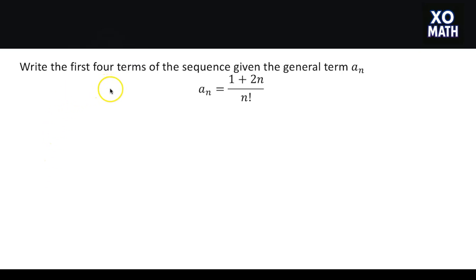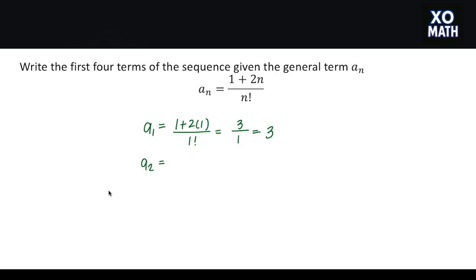Now let's look at factorials in the context of a sequence. Write the first 4 terms of the sequence given the general term a sub n. So a sub n is equal to 1 plus 2n over n factorial. So here we're going to start with the first term in the sequence, a1. So substituting 1 into each n. So we get 1 plus 2 times 1 over 1 factorial. That's going to be 1 plus 2 is 3. 1 factorial is 1. So my first term is 3.